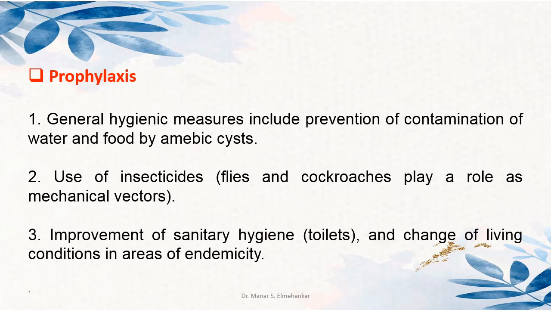And finally, about prophylaxis. Number 1, general hygienic measures include prevention of contamination of water and food by amoebic cysts. 2, use of insecticides for control of flies and cockroaches, which play a role in mechanical transmission. 3, improvement of sanitary hygiene, especially in toilets, and a change of living conditions in areas of endemicity.